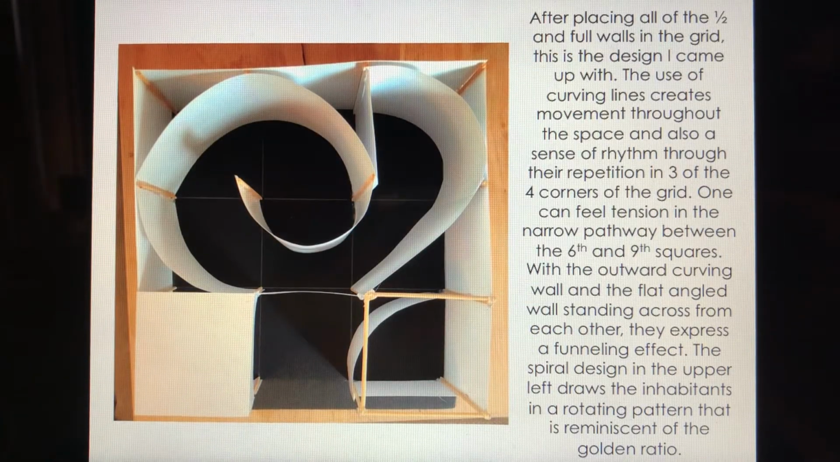After placing all of the half and full walls in the grid, this is the design I came up with. The use of the curving lines creates movement throughout the space and also a sense of rhythm through their repetition in 3 of the 4 corners of the grid.